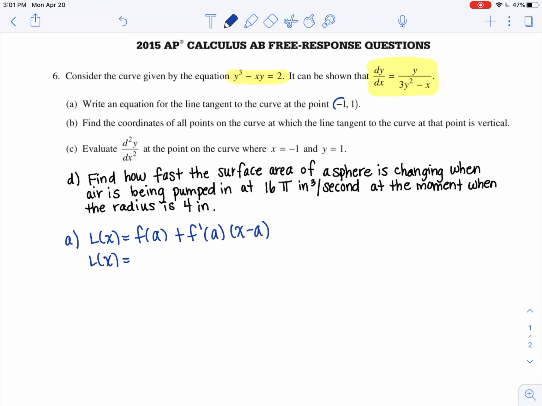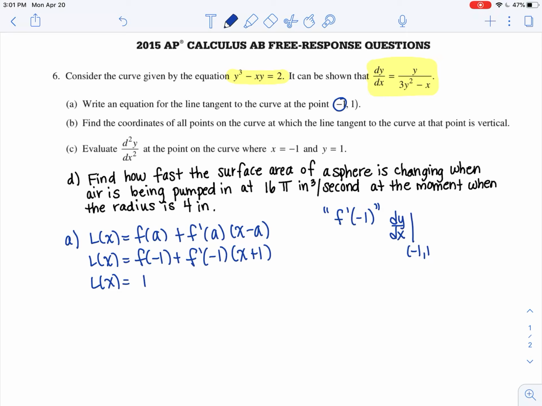Okay, so the value that I'm making my derivative at is -1. So f of -1 plus f prime of -1 times x plus 1, because obviously it's minus -1. Okay, f of -1 is easy. They give you that, it's 1. It's the f prime of -1 that's going to be the tricky part.